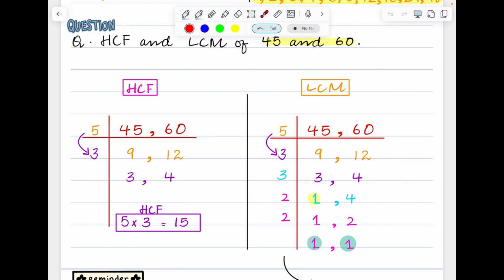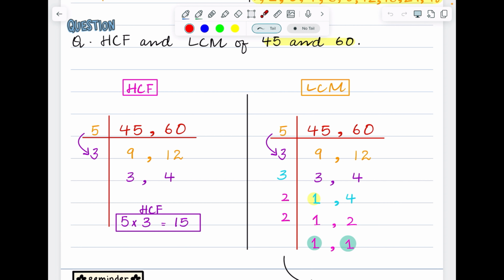So for example, 45 and 60, the first number that comes to my mind is 5. Okay, so you divide it, you get 9, 12. Now once again, 9 and 12 are both divisible by 3. So I divide by 3 again, I get 3, 4. Now 3 and 4 are not divisible by any same number.